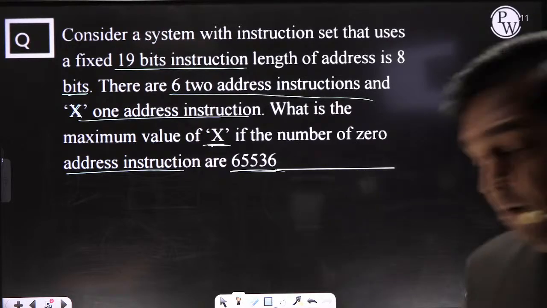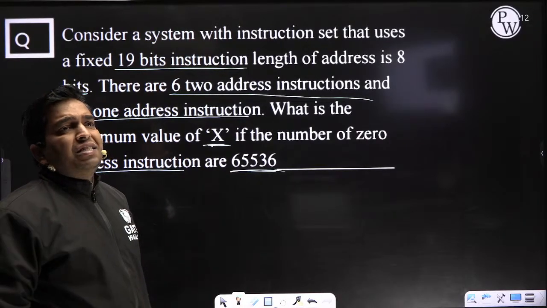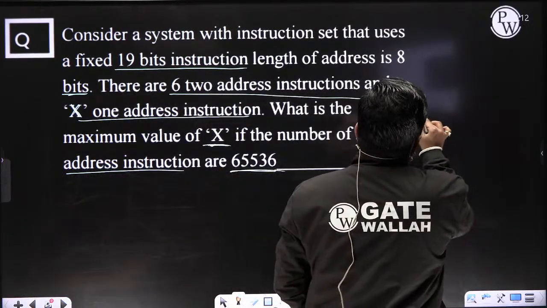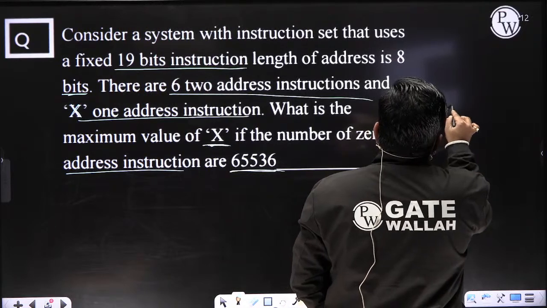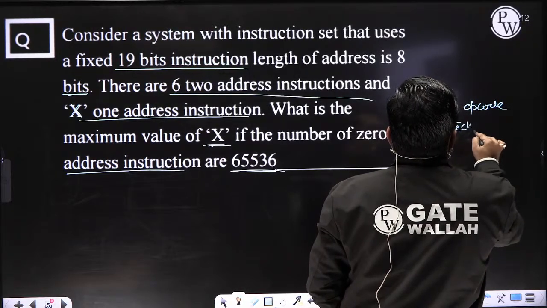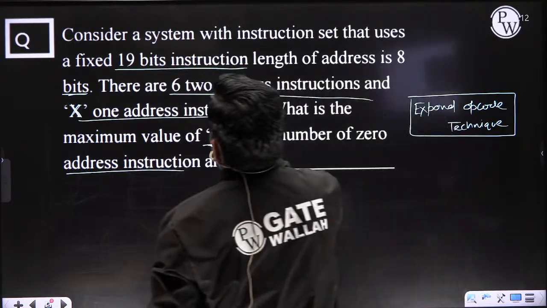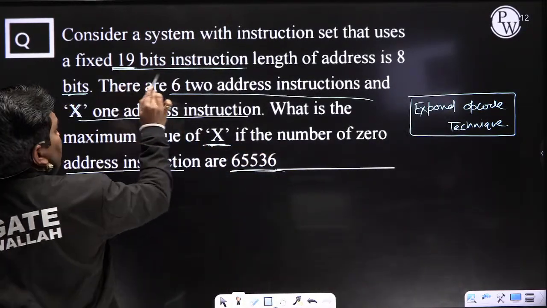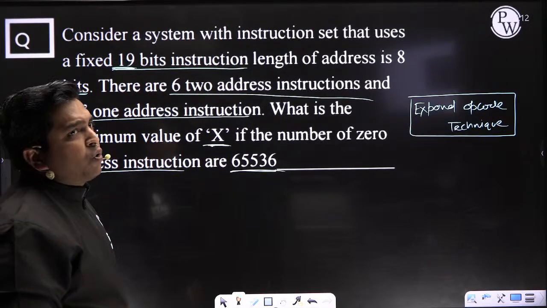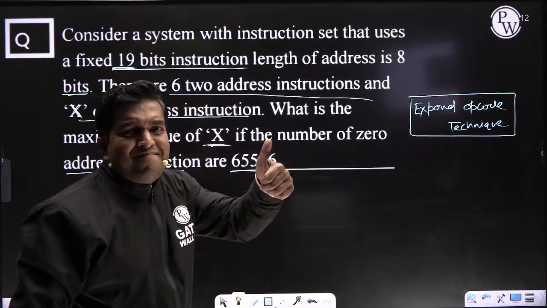Tell me fast, my dear. What is the correct answer for this one? It is a question from the expanding opcode technique, my dear. What is it asking? Here the instruction size is given as 19 bits. Okay, 8-bit address and there are 6 2-address instructions. Wrong, beta, wrong. Gaurav, wrong.